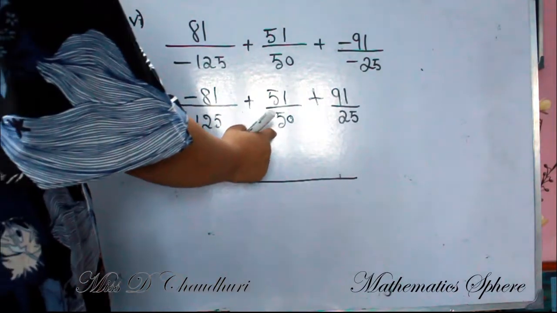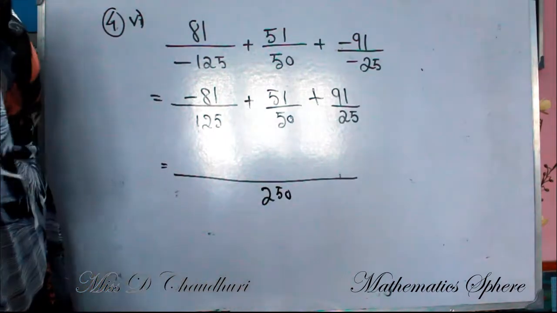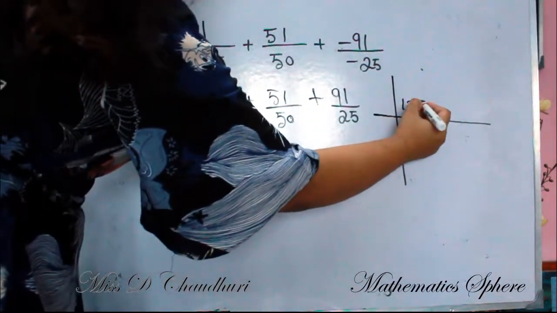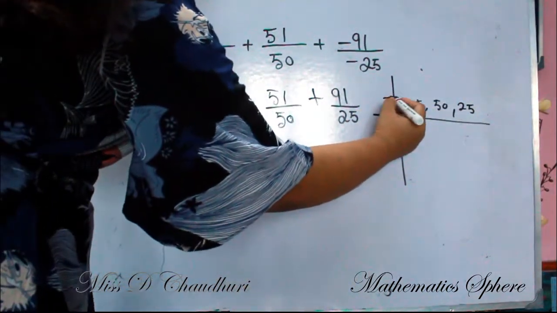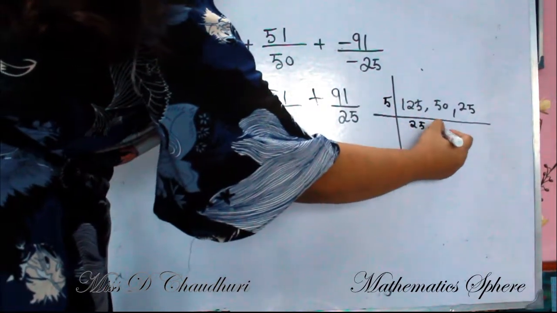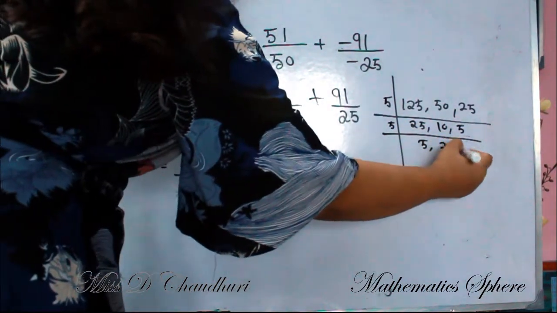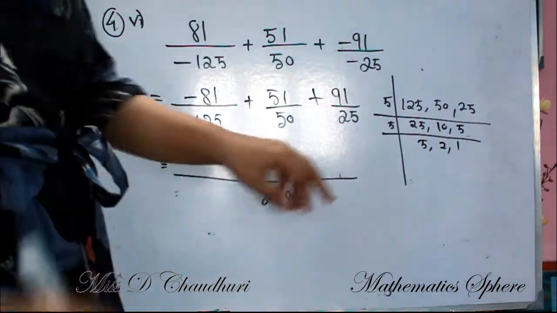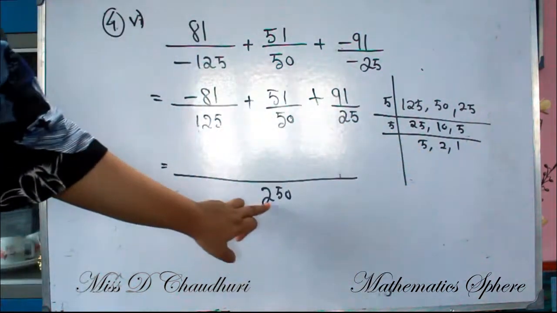Now 125, 50 and 25 will have an LCM of 250. Okay, how? Let us see. So if we take the LCM of 125, 50 and 25. Okay, so first if I divide by 5, it is going to give us 25, 10 and 5. Again by 5 we are going to get 5, 2, 1. No need of dividing again because no more numbers will go. So this 5 into 5, 25, 5s are 125 and ultimately into 2 it will give us 250.